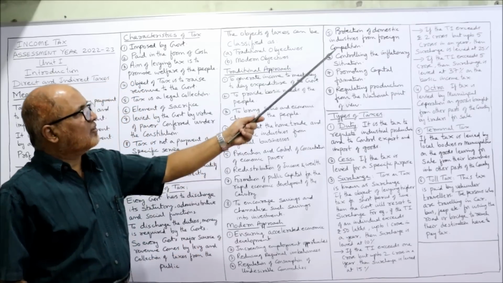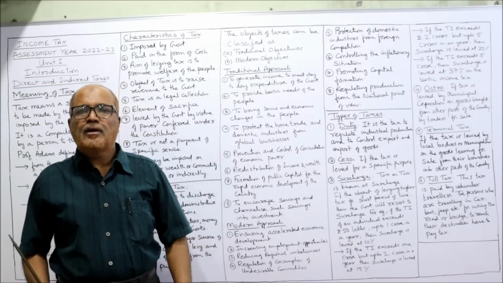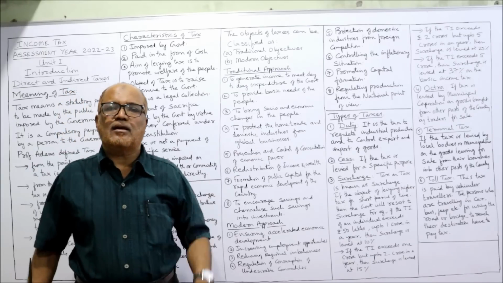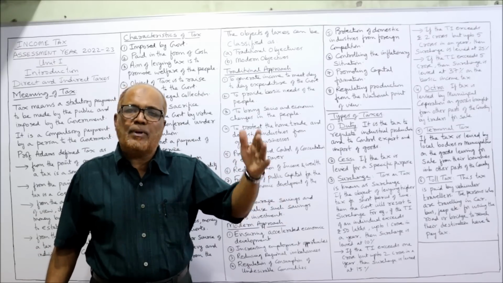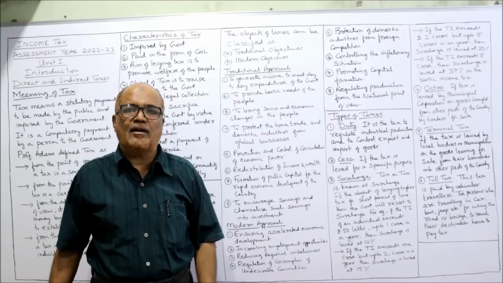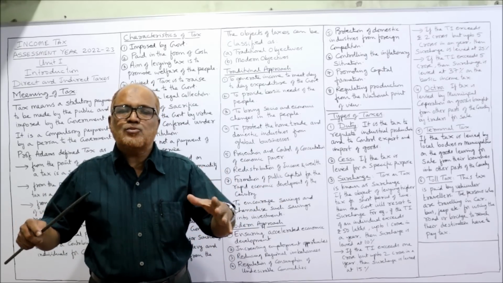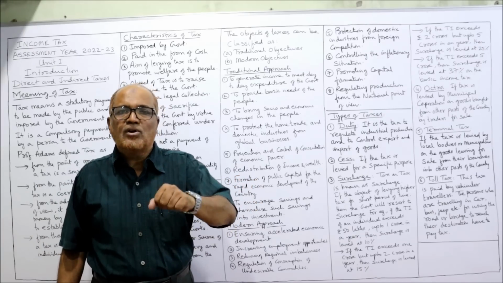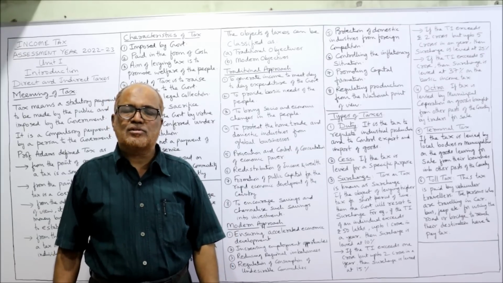Next one is protection of domestic industries from foreign competition. Nowadays, due to globalization, that means the businesses are moving from one country to another country. There is free movement of capital, goods, labor, finance from one country to another country. In such a competitive world, it is the responsibility of the government to protect the home industries. Otherwise, foreign competitors will just throw away the domestic industries.